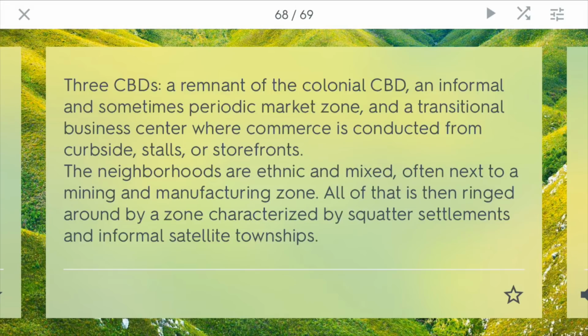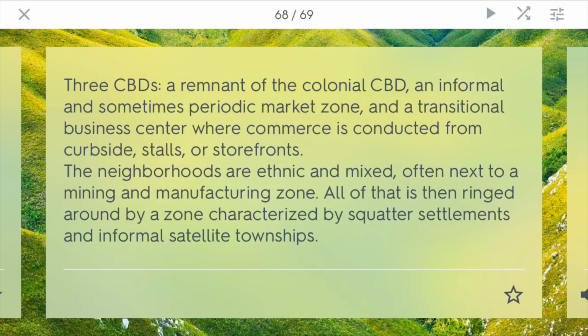And finally, the African cities model. It has 3 central business districts. It's really a remnant of the colonial CBD, as different colonies and colonizers started to come in and make Africa this huge place of colonial trade.